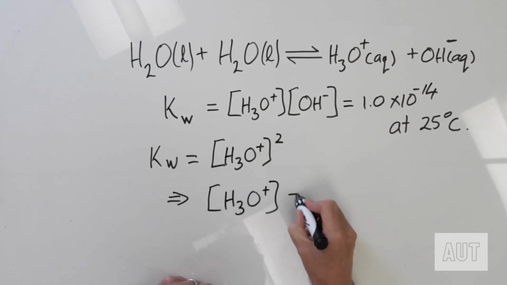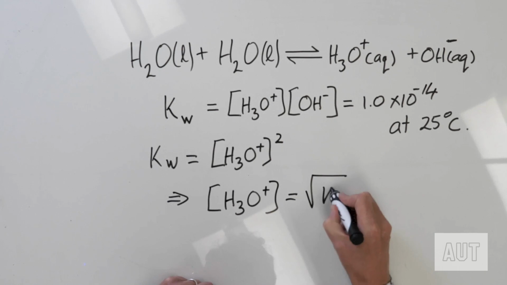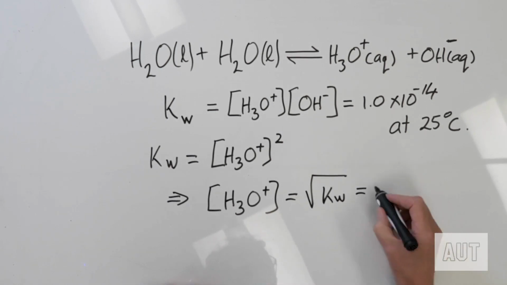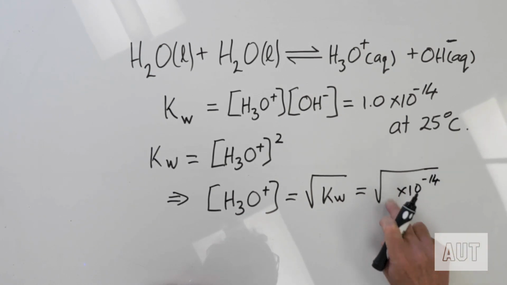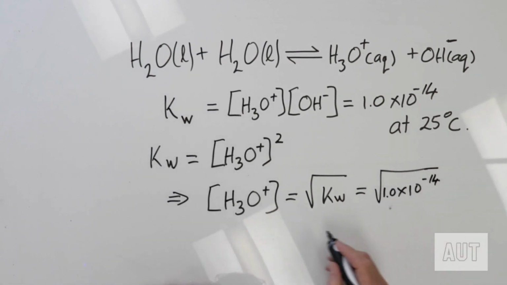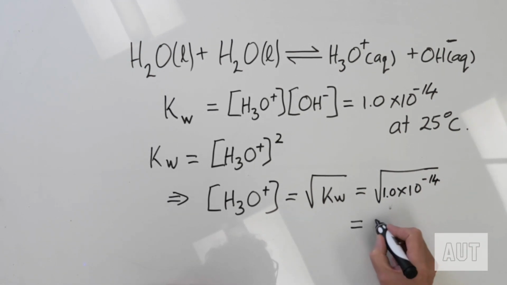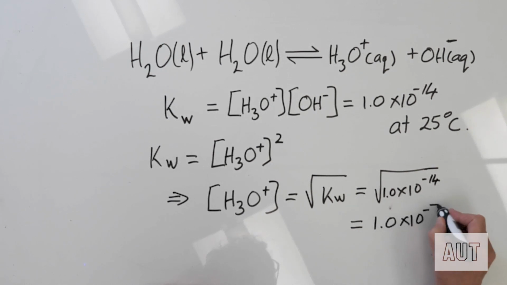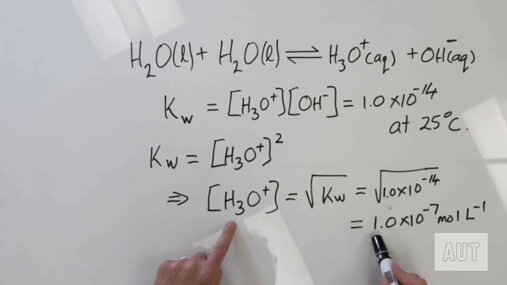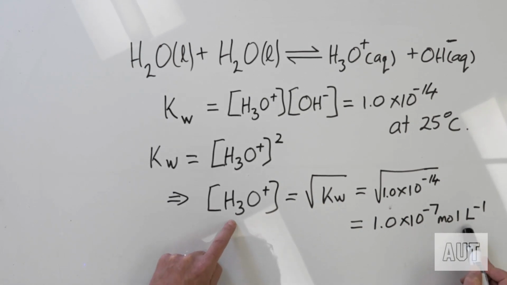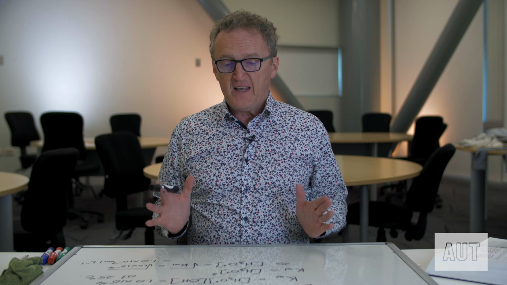The H3O plus concentration is then equal to the square root of Kw, which is equal to the square root of 1.0 times 10 to the minus 14, keeping those significant figures happy, and that is equal to 1.0 times 10 to the power of minus 7 mole per litre. So in pure water, we've got a concentration of H3O plus of 1 times 10 to the power of minus 7 mole per litre. We've just proven that.